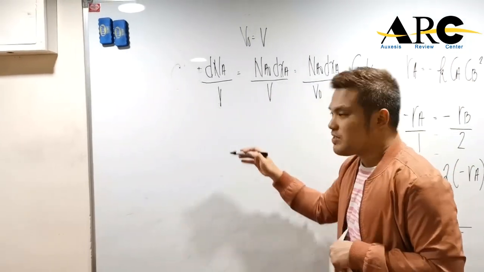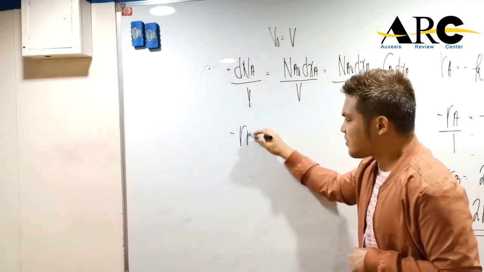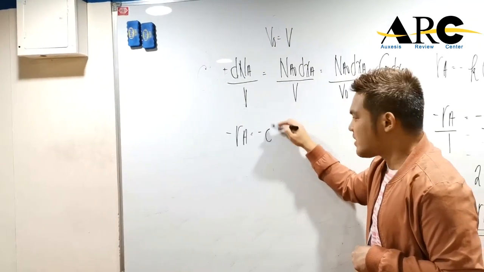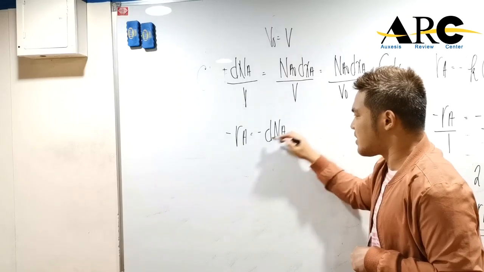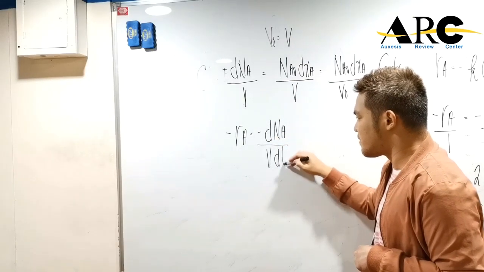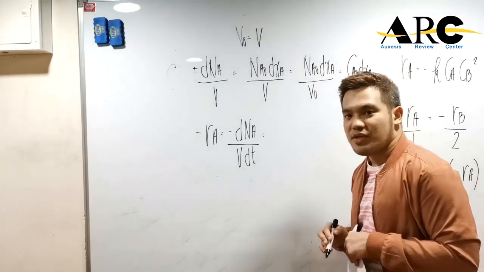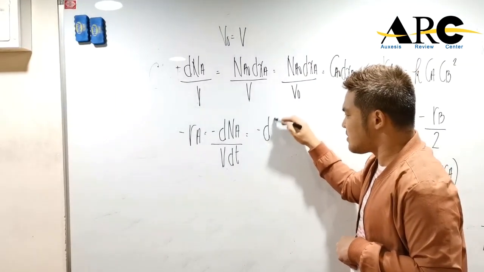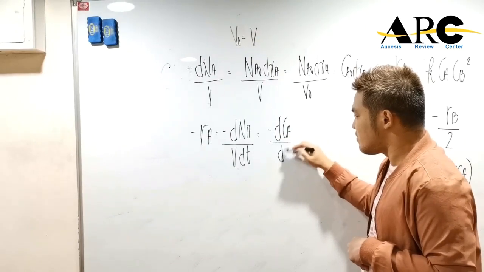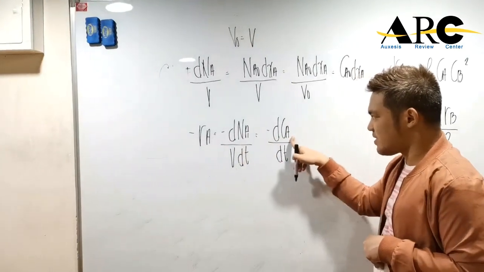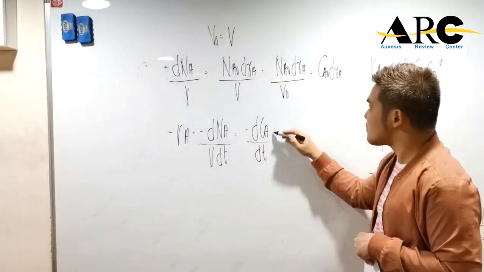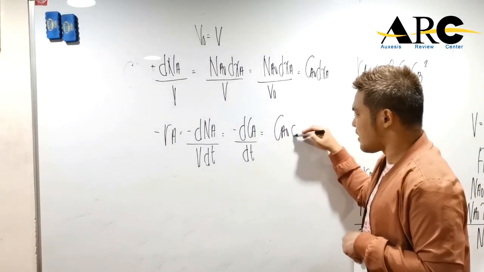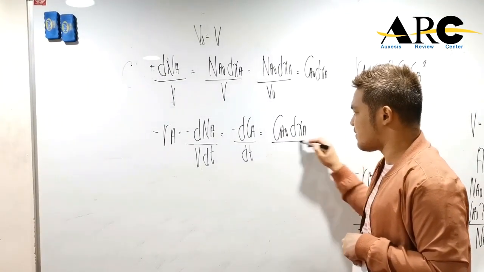So, that's why, for constant volume, negative rA is not only equal to negative dNA over V over dt, but it's also equal to negative dCA over dt because NA over V is CA, which is also equal to CA0 dXA over dt.